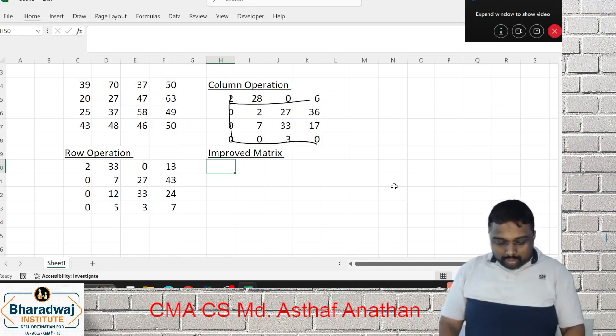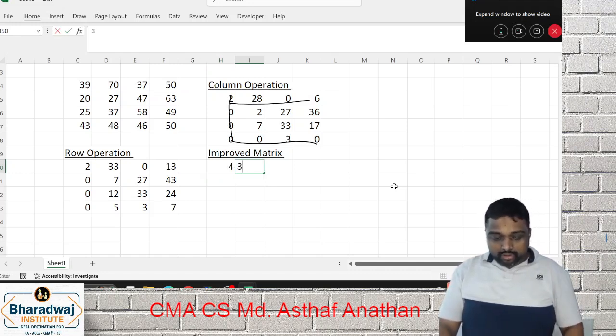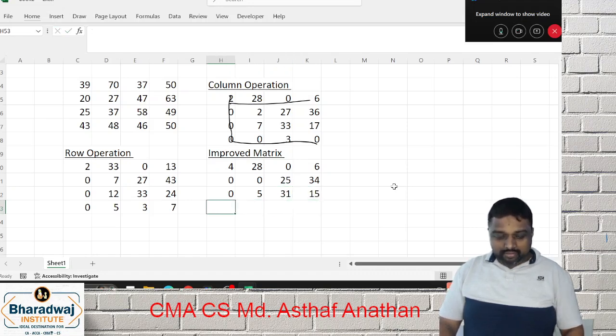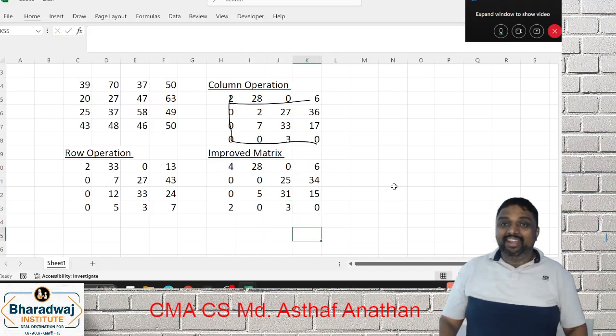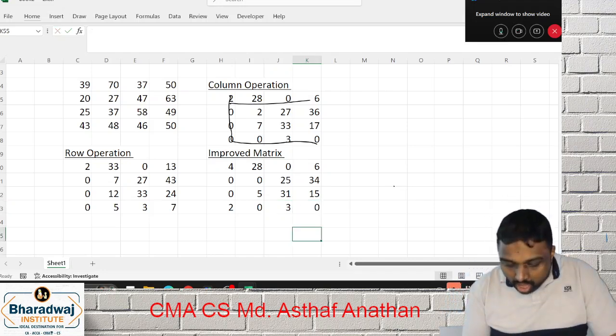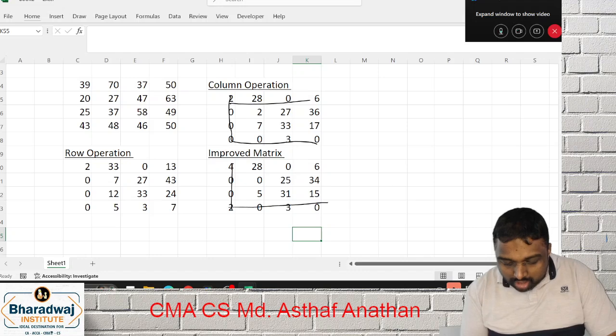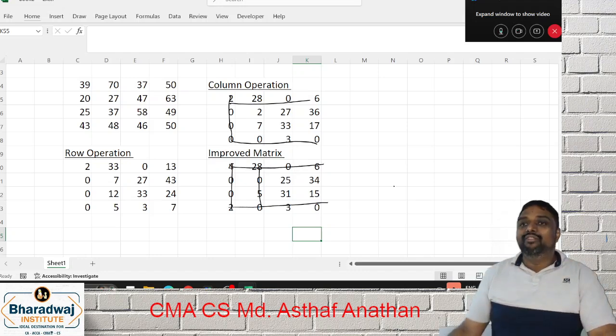The lowest number is 2. So 4, 28, 0, 6, 0, 0, 25, 34, 0, 5, 31, 15, 2, 0, 3, 0. Now we have to start our game. However you cross, you will take what? 4 lines. That means optimality is reached.